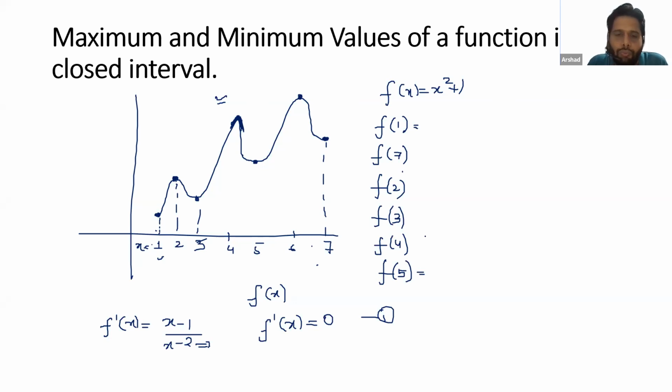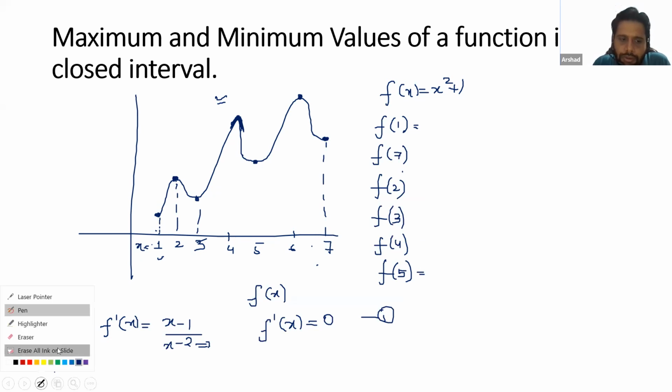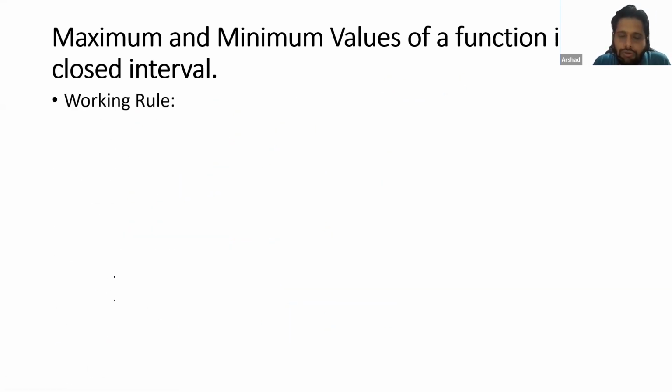Okay, so while finding the maximum and the minimum value, there is no need to apply the first order derivative test or the second order derivative test. You just need to find the critical points, put the endpoints in the function, and then check what maximum and minimum values you are getting. I think you don't need this graph, so I am going to erase it. I will give you the points, the working rule for how to find the maximum and minimum value.